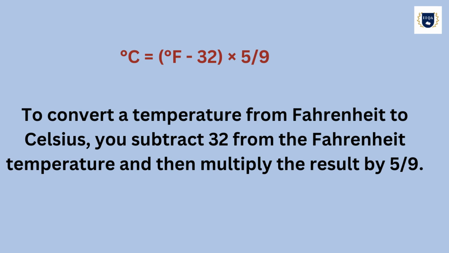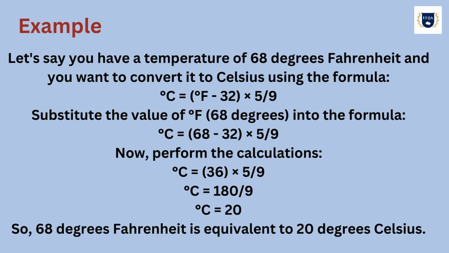by 5/9. Example: let's say you have a temperature of 68 degrees Fahrenheit and you want to convert it to Celsius using the formula °C = (°F − 32) × 5/9. Substitute the value of °F, 68 degrees, into the formula: °C = (68 − 32) × 5/9.